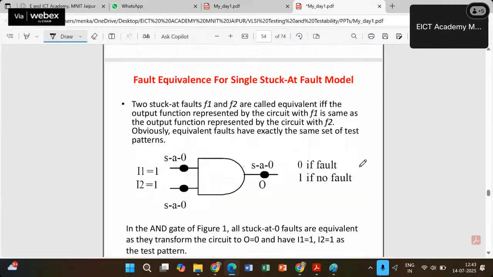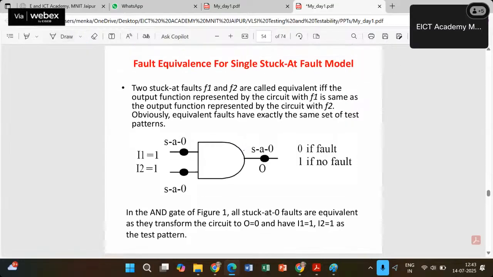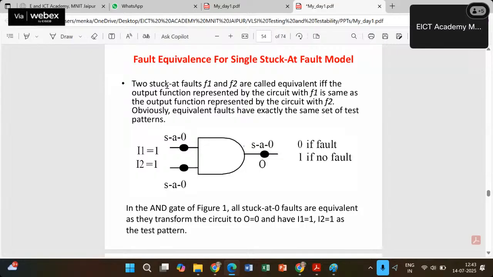So what is fault equivalence? By definition, two stuck-at faults F1 and F2 are called equivalent if the output function represented by the circuit with F1 is the same as the output function represented by the circuit with F2. So we can take this example. Let's say I1 and I2 are 2 inputs and O is the output. We want to find out which 2 faults are equivalent.